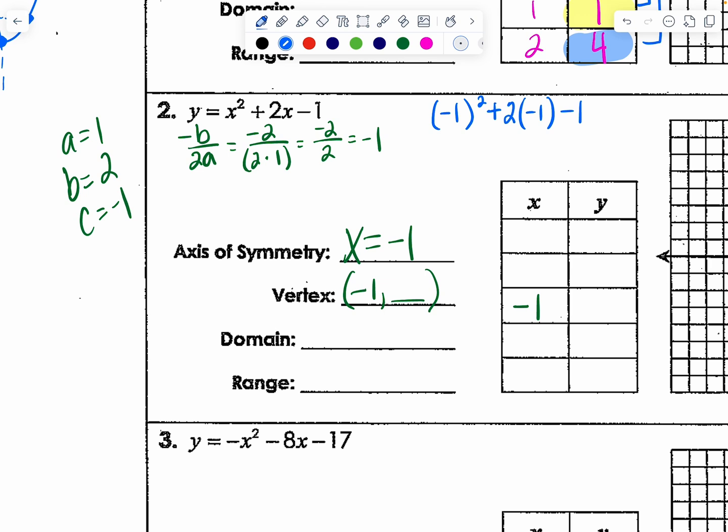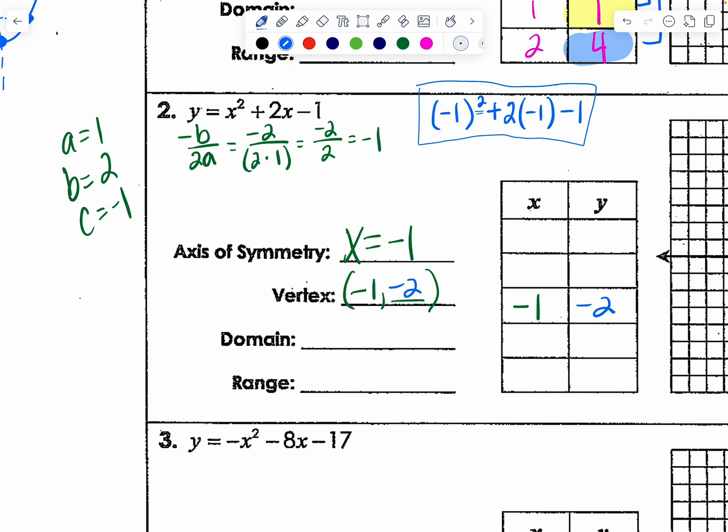Remember, we want to put whatever value we're putting in for x in parentheses, all right? And notice that the square's on the outside of the parentheses, not the inside. So only the number I'm substituting in gets put in parentheses. So if you type this into your calculator like this, you're guaranteed to get the correct answer. So on this one, we have -1, we plug it in, and then we're going to get -2 for our y value. All right, so my vertex is at -1, -2.